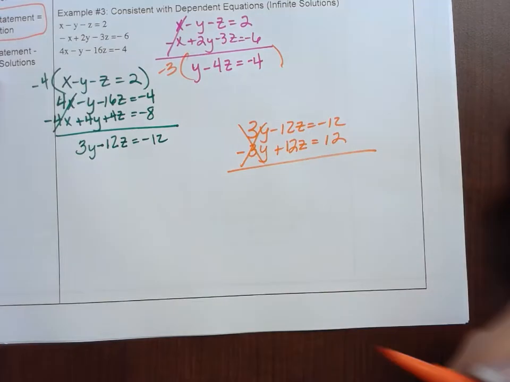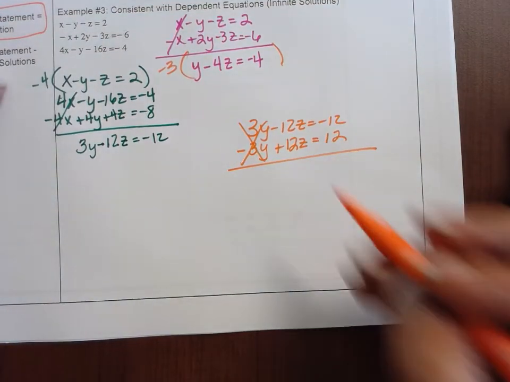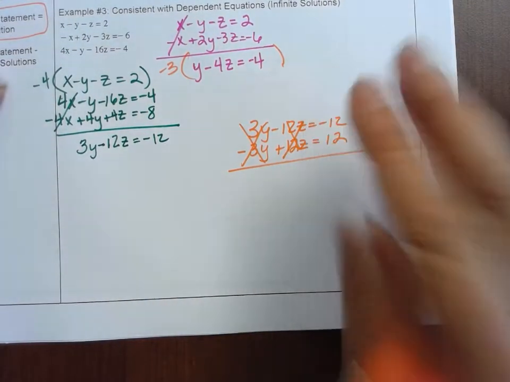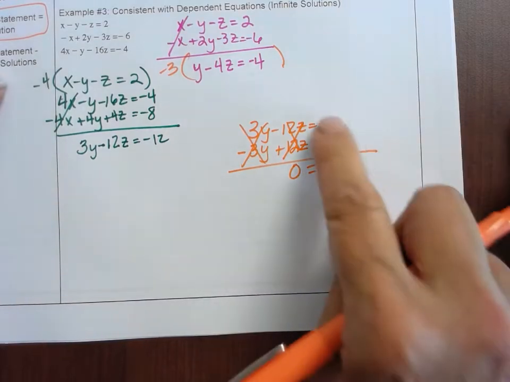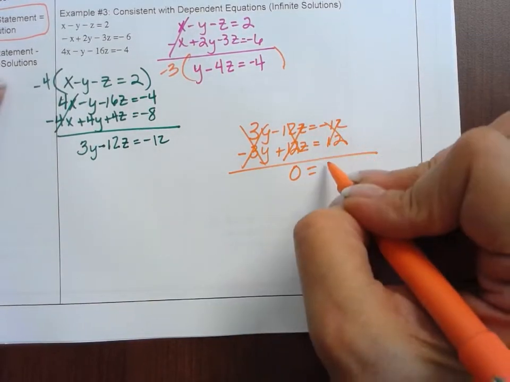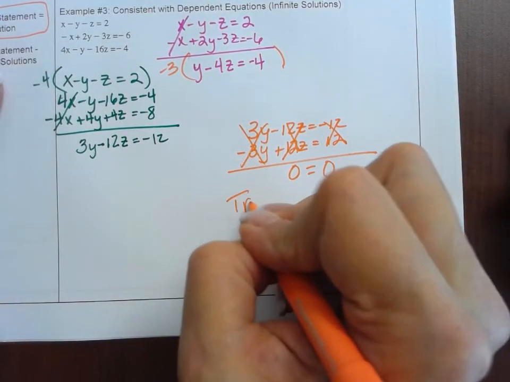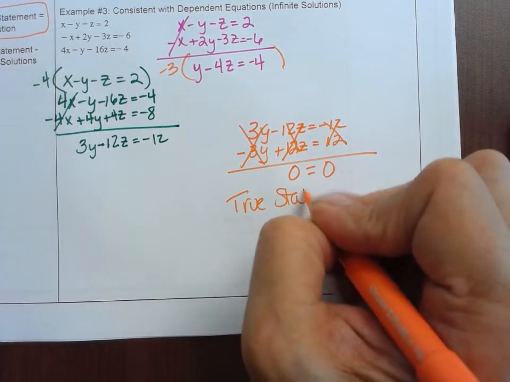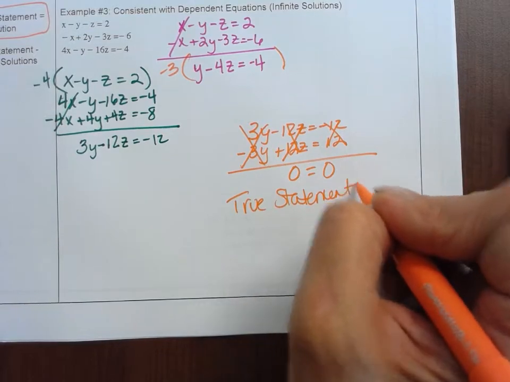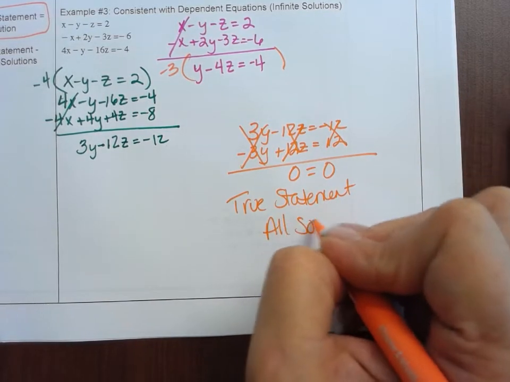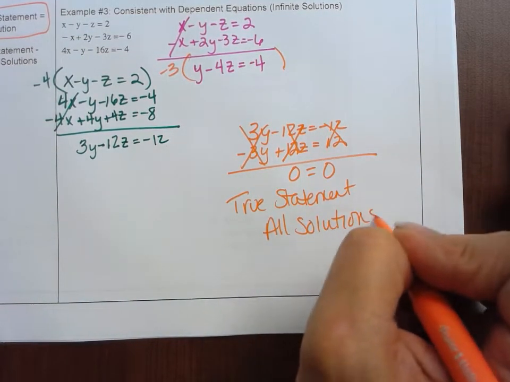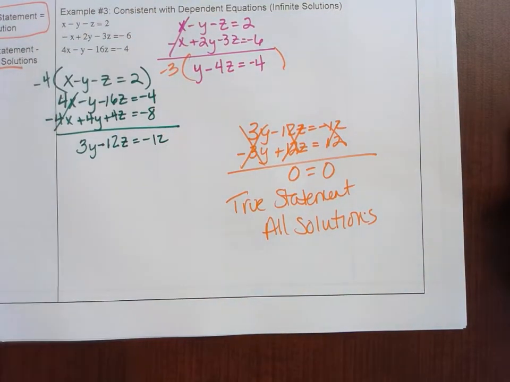And my y's cancel. Oh, wait a minute. My z's cancel again. That leaves me with 0. Oh, but look. 0 equals 0. That's a true statement. That's a true statement. And so what does that mean? You're all solutions, okay? Or infinite solutions.